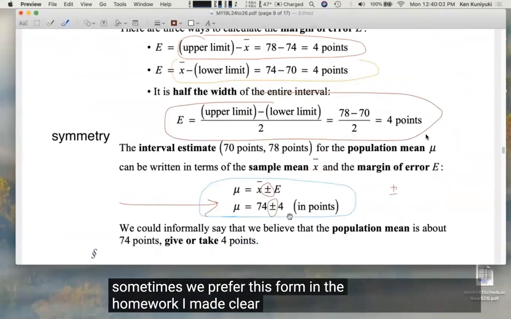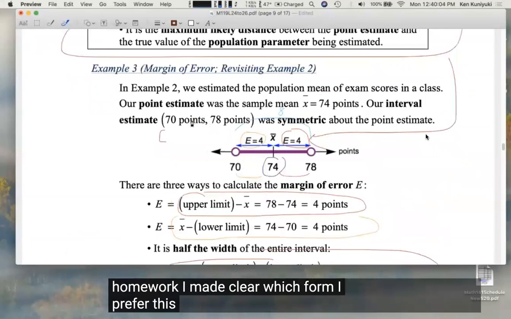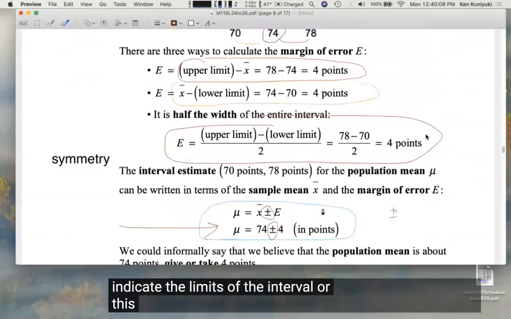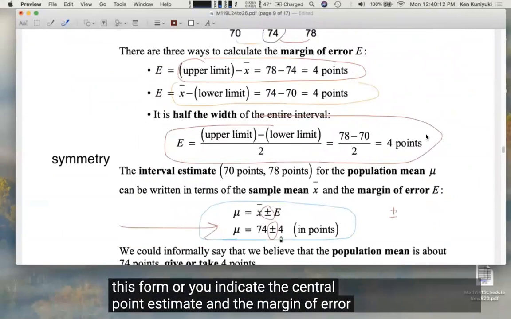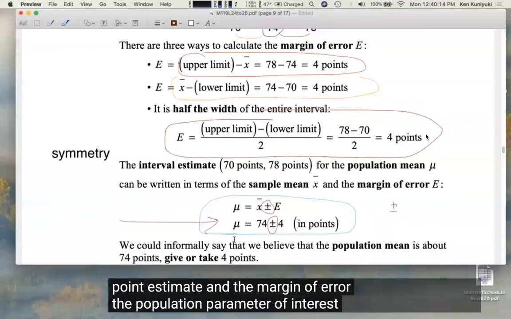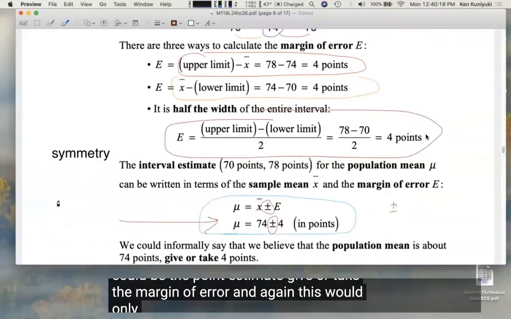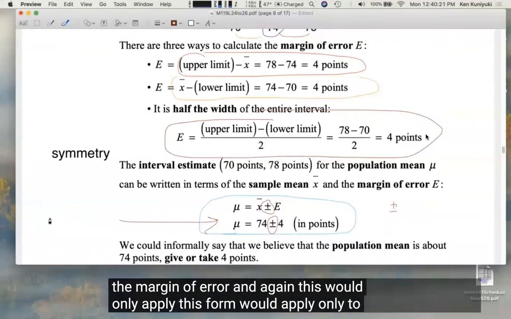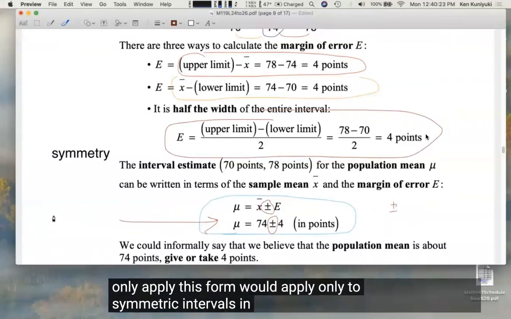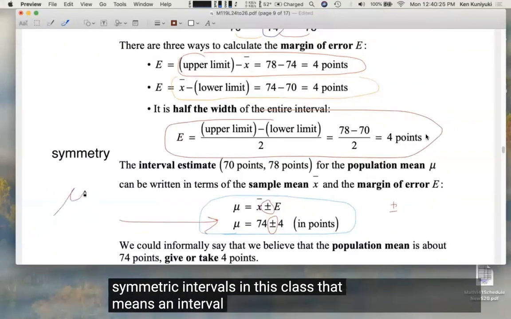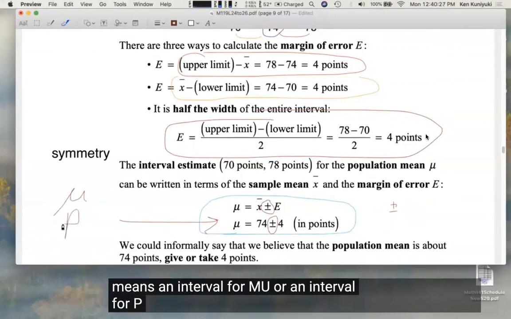In the homework, I'll make clear which form I prefer. This interval form where you indicate the limits of the interval, or this form where you indicate the central point estimate and the margin of error. The population parameter of interest could be the point estimate, give or take the margin of error. And again, this form would apply only to symmetric intervals. In this class, that means an interval for mu or an interval for p, but not sigma or sigma squared.